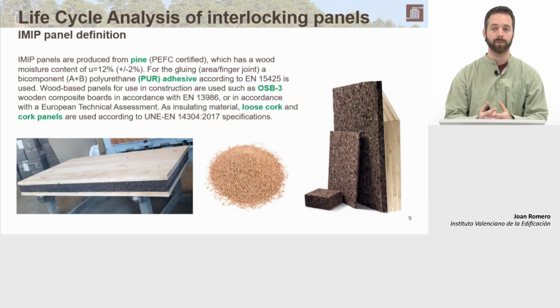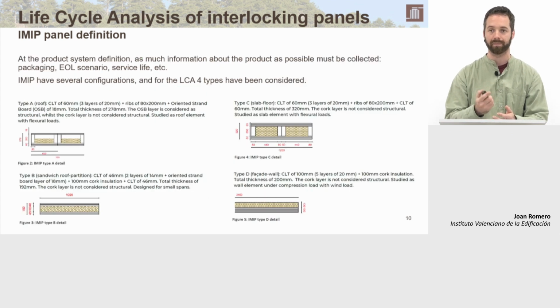The adhesives are polyurethane adhesives, OSB panels, oriented strand boards, and the cork panels, and sometimes it is loose cork and sometimes cork panels, depending on the kind of product that you are building up. You can see the rest of the deliverables to see the proper components and how these products are assembled.